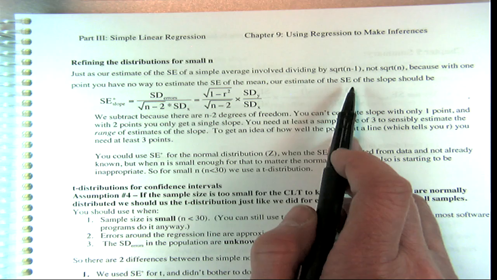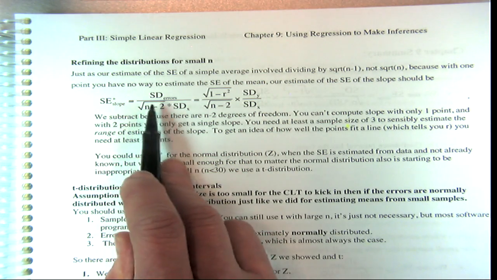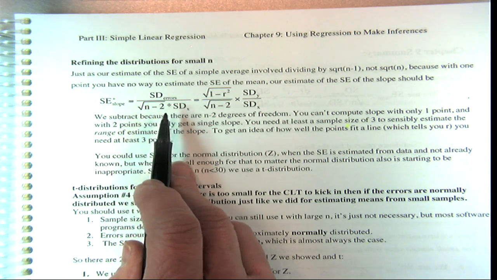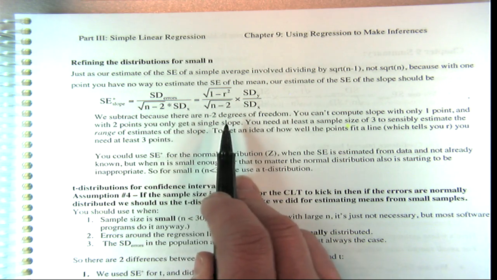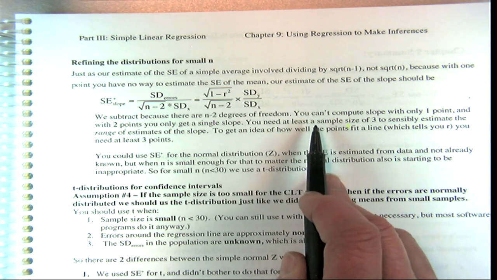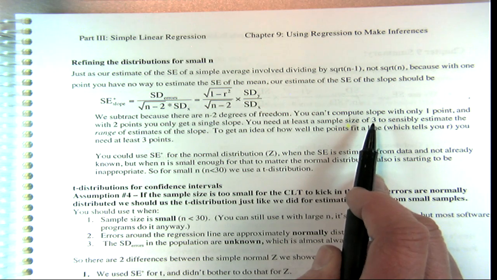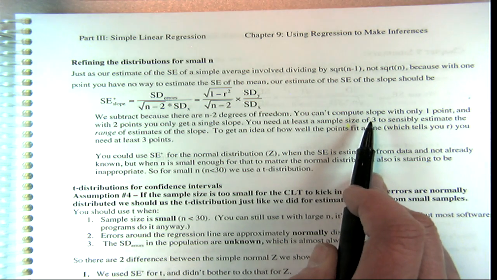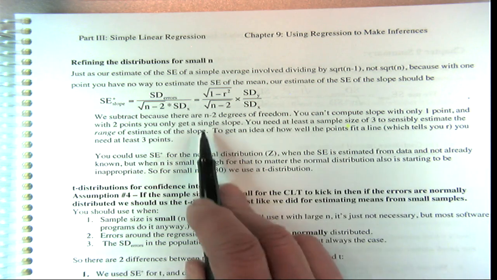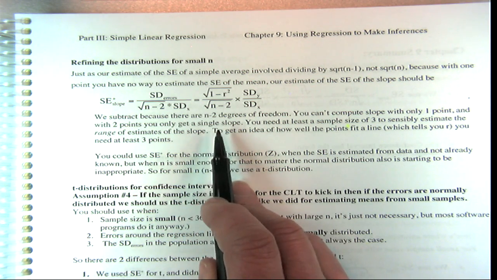So the estimate of our standard error of the slope is going to look like this. It's going to be exactly the same, but instead of dividing by square root of n, we're going to subtract 2 off, not 1. And we say there's n minus 2 degrees of freedom. You can think of it this way: you can't compute a slope at all with 1 point. You can't get a line, right? With 2 points, you'd always get a single slope, because 2 points determine a line.